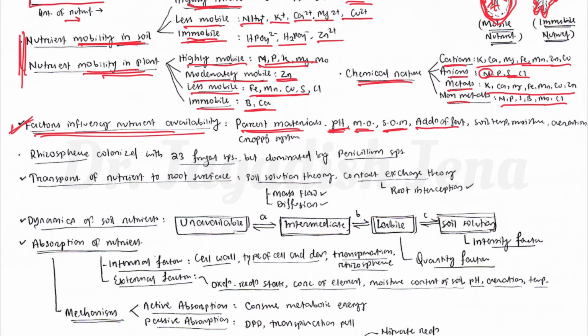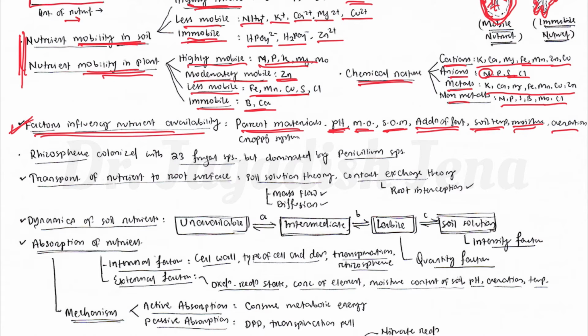Then addition of fertilizer: which fertilizer we are adding, based on that the plant will get different types of nutrient. Soil temperature, as different enzymatic activity and soil reaction depend on the soil temperature. So soil temperature also has significant influence. Then moisture, mostly nutrients are taken up in the ionic form, and ionic form of nutrient is available when the moisture is proper, because when nutrient gets solubilized in the soil water, then only it can form cationic or anionic form.